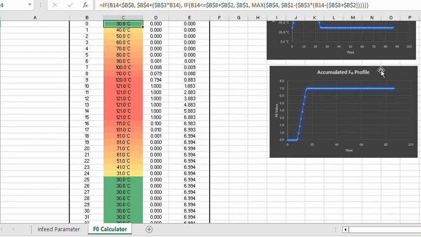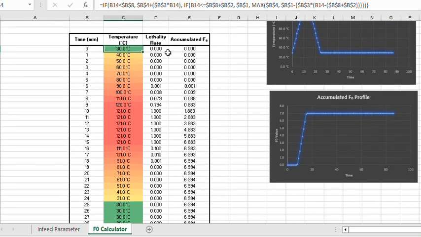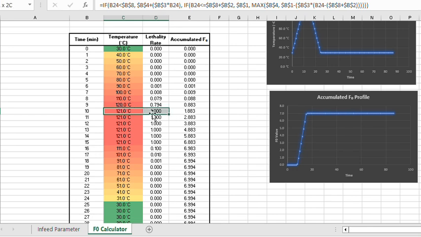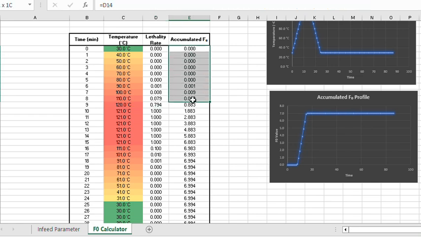I consider 30 the starting temperature, and you gain nothing as lethality here till you reach 80. You cross 80, like from 90 is 0.01, from 100 onwards you gain a lethality of 0.1. At 121 you potentially get the lethality of 1. That's how we talk about F0. If your temperature is 121 degrees, you gain F0 of 1, and this is the accumulated 1, and here you are 1.8. So it's the accumulated lethality till the end of the cycle.